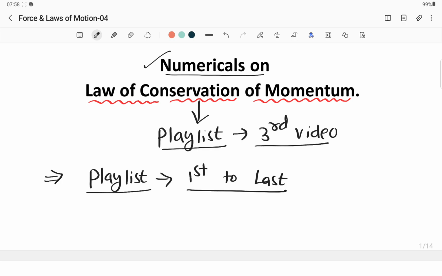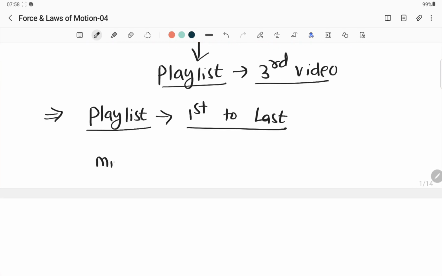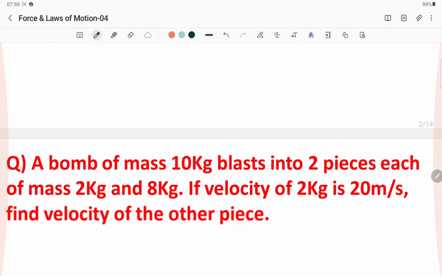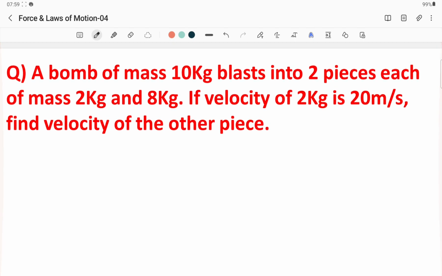Just to give you some idea, the formula for law of conservation of momentum goes like this: m1 u1 plus m2 u2 is equal to m1 v1 plus m2 v2. By using this formula, we will be solving the numericals. If you don't know this formula, go back to the third video, watch it and come back. So let's get started with some numericals.